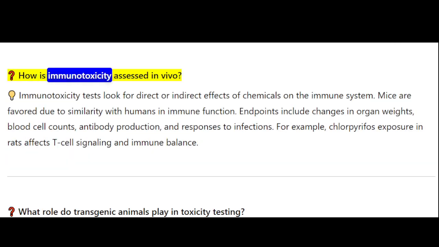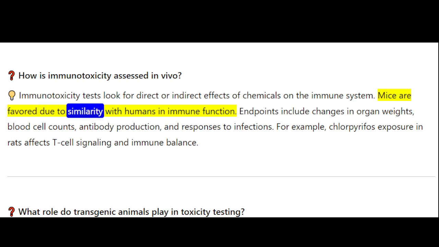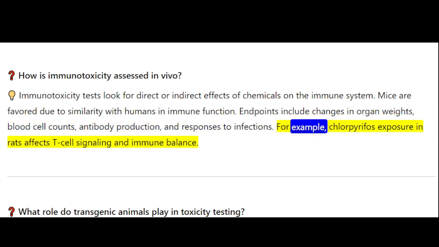How is immunotoxicity assessed in vivo? Immunotoxicity tests look for direct or indirect effects of chemicals on the immune system. Mice are favored due to similarity with humans in immune function. Endpoints include changes in organ weights, blood cell counts, antibody production, and responses to infections. For example, chlorpyrifos exposure in rats affects T-cell signaling and immune balance.